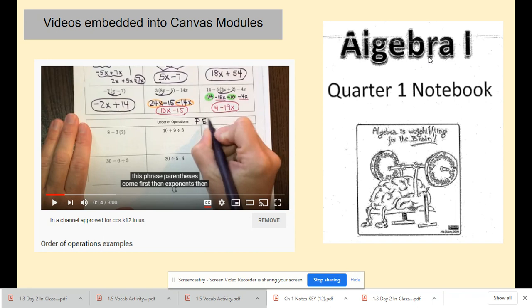Notebooks were at the bookstore, and there's still a few there if you need to pick them up, but you can always print pages of the notebook off of our Canvas course under the class resources also.